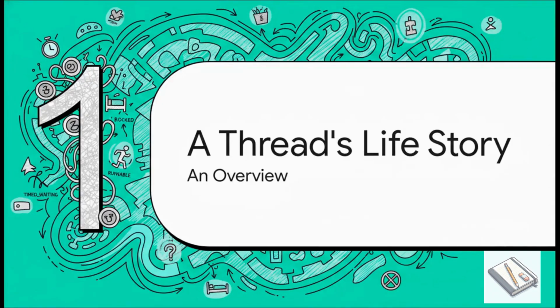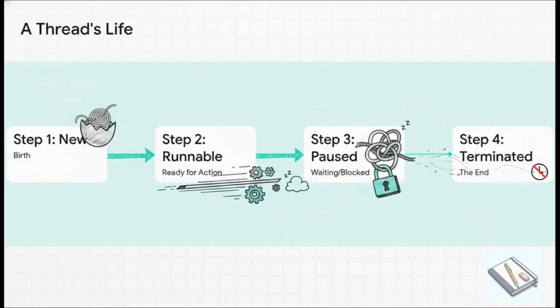All right, let's kick things off with the big picture. We're going to start with a quick flyover of a thread's entire life story. So, from beginning to end, you can basically boil a thread's life down to 4 main stages. First, it's born, or what we call new. Then it's ready for action, which is the runnable state. Then comes the interesting part. It gets paused, and we're going to see there are a few ways that can happen. And finally, its work is done and it's terminated. Think of this as our map for the journey ahead.